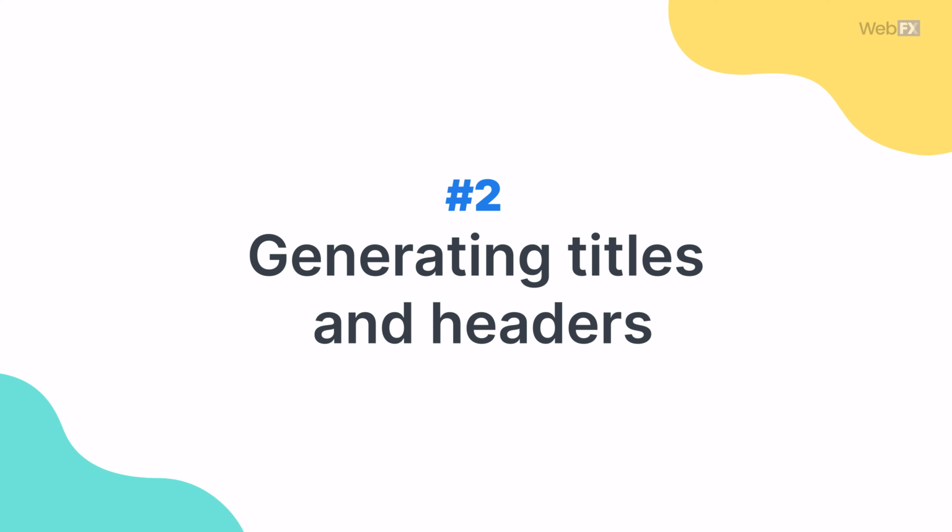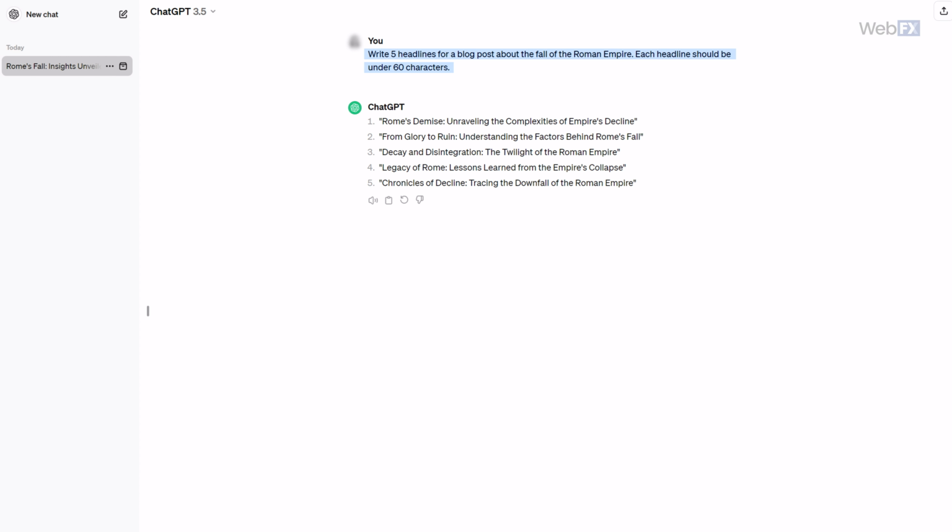Number 2, generating titles and headers. You can tell the tool what type of headline you're looking for and how long you want it to be, and then repeat the request a few times to get some options that you can choose from. You can then use those options to title some of the blog posts and articles on your website. With an AI tool at your side, you won't have to spend as long trying to come up with captivating headlines all on your own.